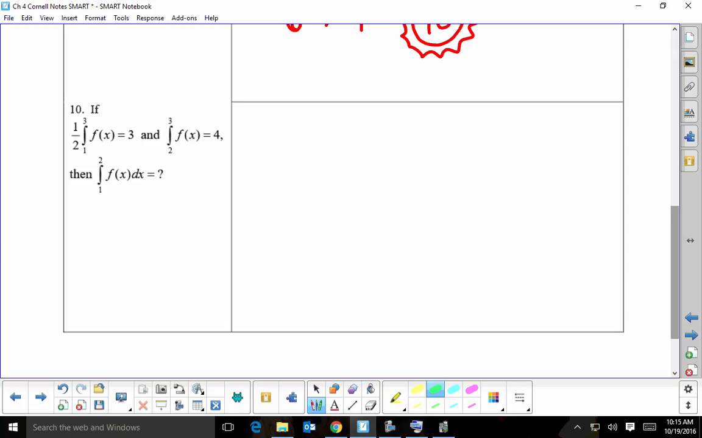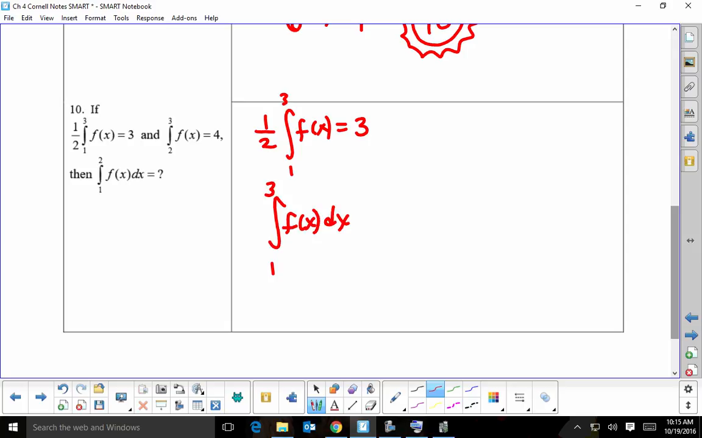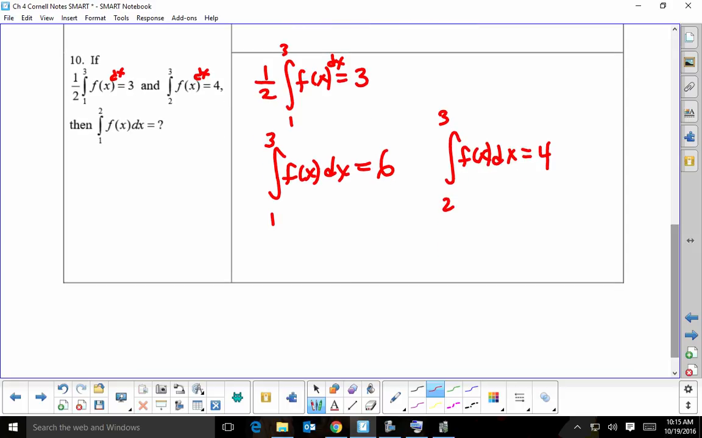Thank you. Okay. So let's look at this. This was the first part that they gave me. So guess what I would do right away? Multiply both sides by 2. Okay, so I know that the integral from 1 to 3 of f of x dx equals 6. Okay, that's the first part. Then they also told me that the integral from 2 to 3 of f of x dx equals 4. Nothing really crazy to do there. They want me to find the integral from 1 to 2. So let's break it up.